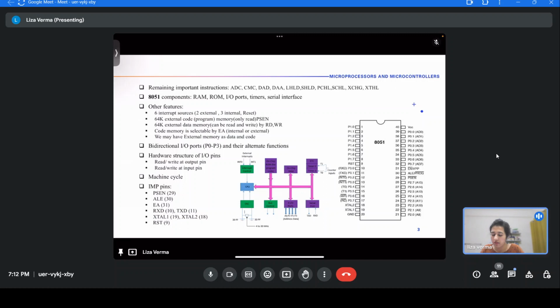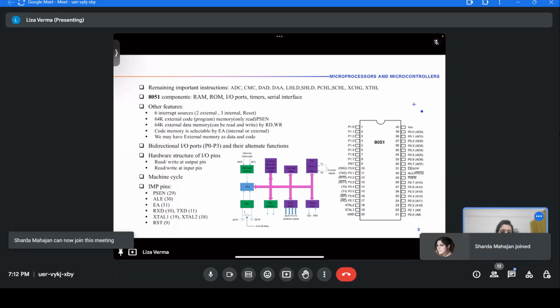So starting with 8051. 8051 is a microcontroller as opposed to 8085, which was a microprocessor. Can anyone tell me what's the basic difference between a microprocessor and a microcontroller?